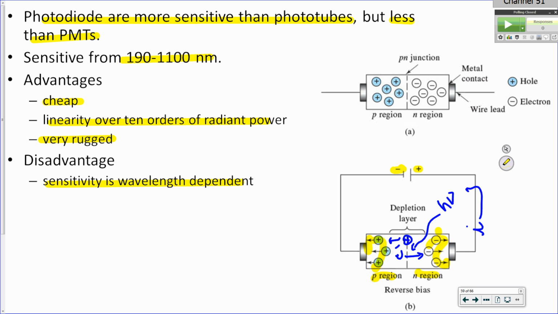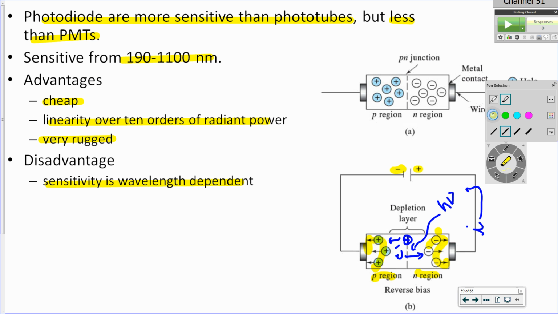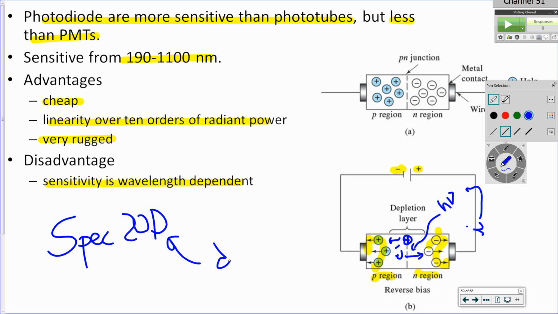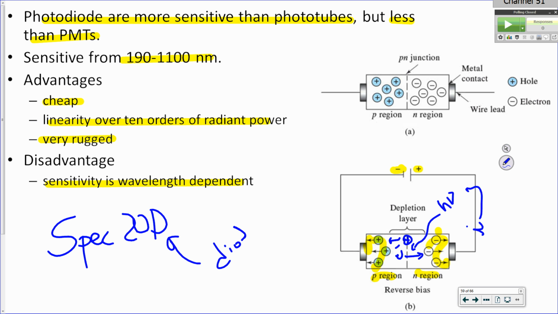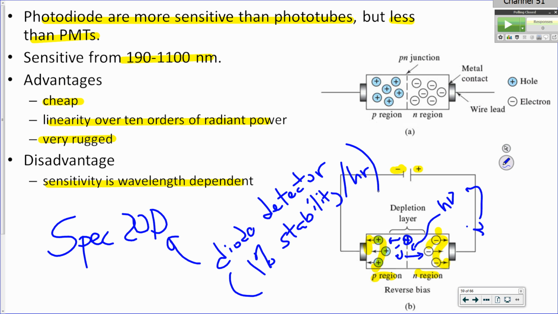Even the new Spec 20Ds that we have, the distinction on that name, the ones that we've been using, Spec 20D, that D means that it has a diode-based detector versus an old school phototube. And the good thing about them is they're 1% stability guaranteed for an hour. That means you can calibrate it for an hour, it's good. So that's compared to the old phototubes.